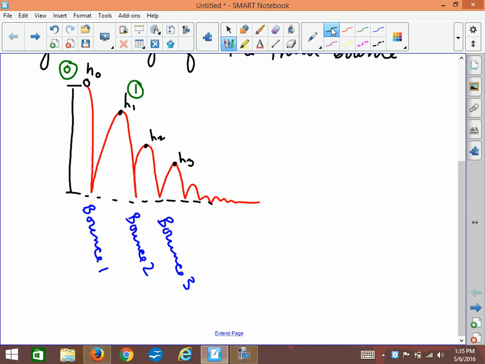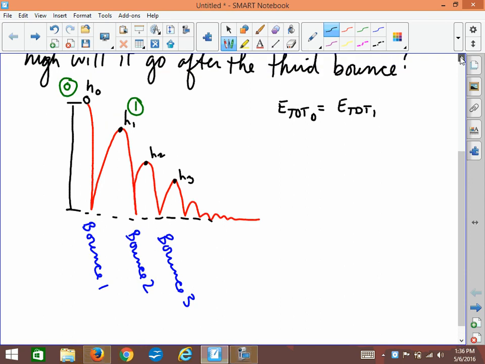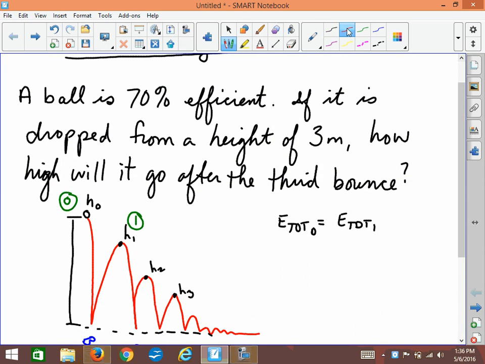Let's do that by starting with our expression that the total energy in any one position, well, I guess we can call it position 0, has to be the same as the total energy in any other position. But this is not quite correct. This would only be true if the ball was 100% efficient, but it's not. It says that the ball is 70% efficient, which means that the total energy after 1 bounce will not be the same as the energy that you started with, will it? There'll be some lost energy. So we have to figure out how we're going to write that.